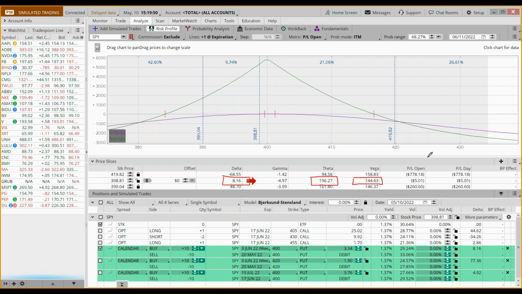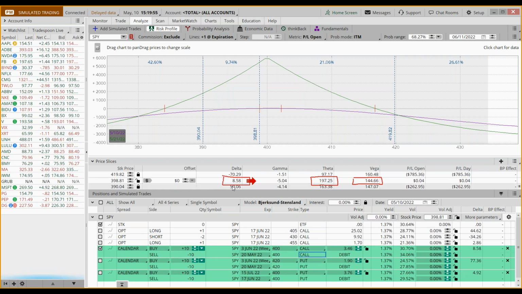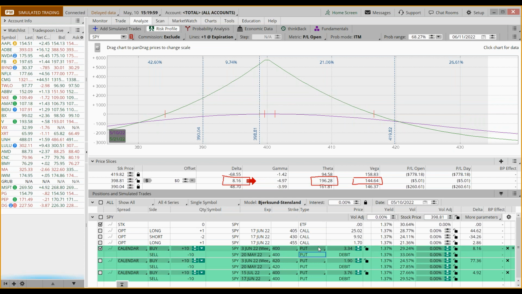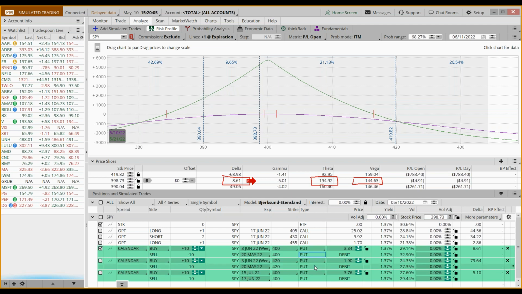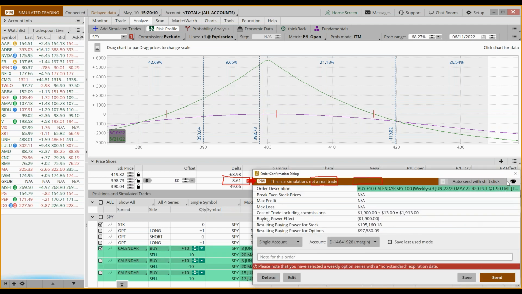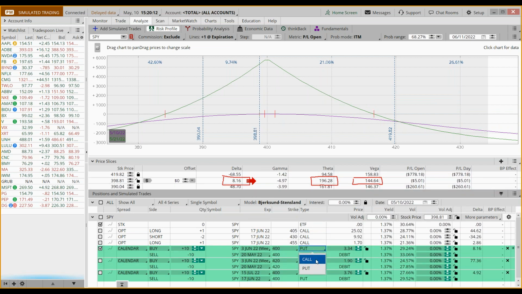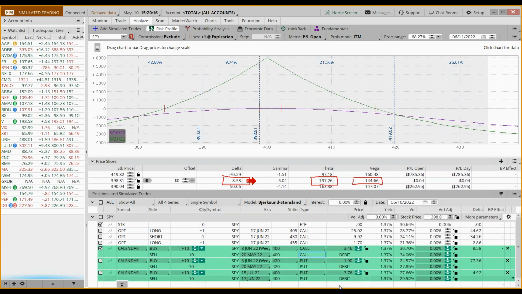Okay, so now let's look. This is calls, this is puts. Calls, puts. Which looks better? One or two? They're basically the same thing. That's why I say they're basically the same thing.